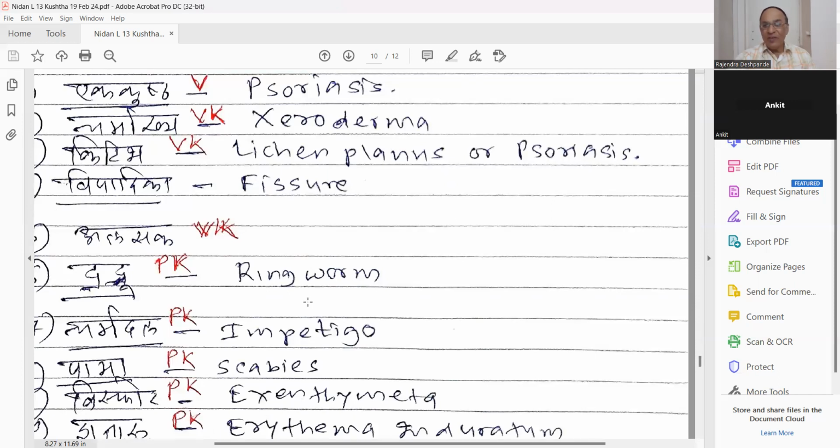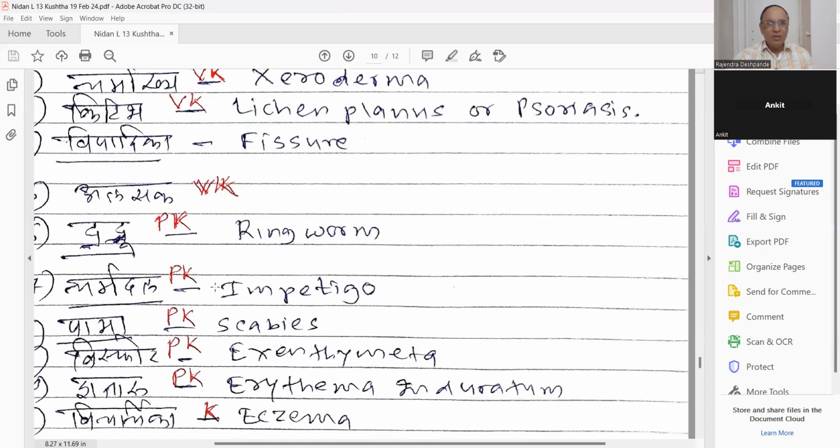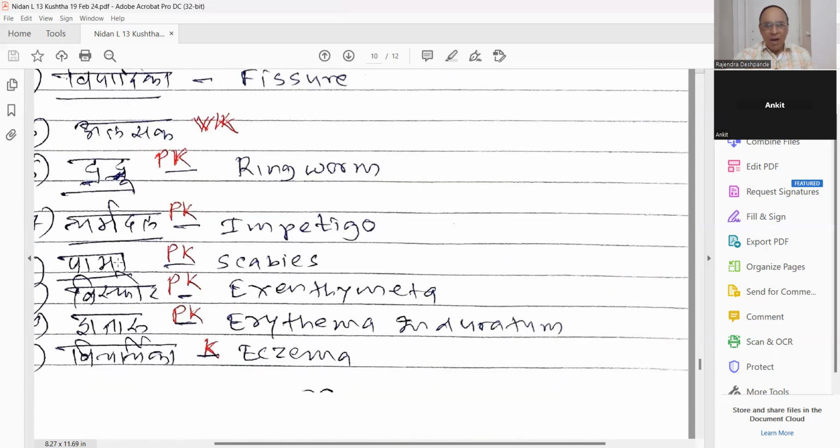Dadru, ringworm infection, fungal infection: tinea cruris, tinea corporis, tinea unguium, all tinea. Tinea is fungus. Charmadala, that is impetigo. Pama, that is scabies. Visphota, exanthema. Chatharu, erythema, induration, and Vicharchika is eczema.